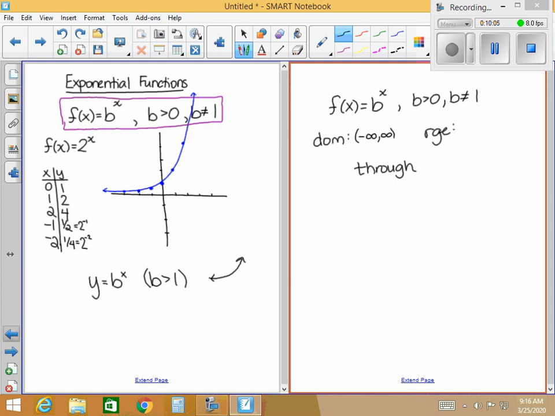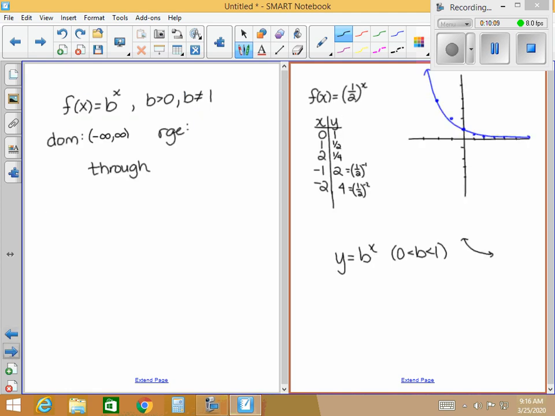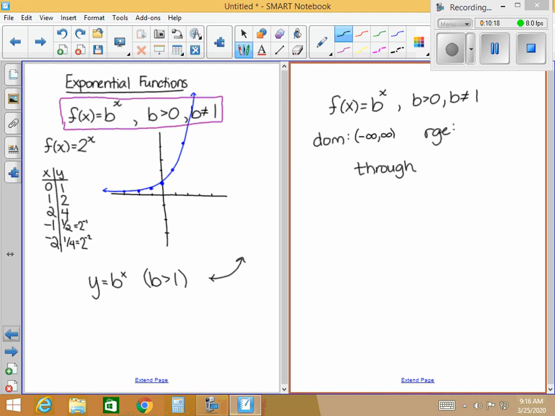Now, regardless of whether I look at this blue graph on the left, 2 to the x, or the graph on the right, 1/2 to the x, both of those graphs go left forever and right forever. The domain is all real numbers. The range, however, not all real numbers. Both graphs go up forever, but when they go down, they only go to a certain value. And where they go is they both approach 0.